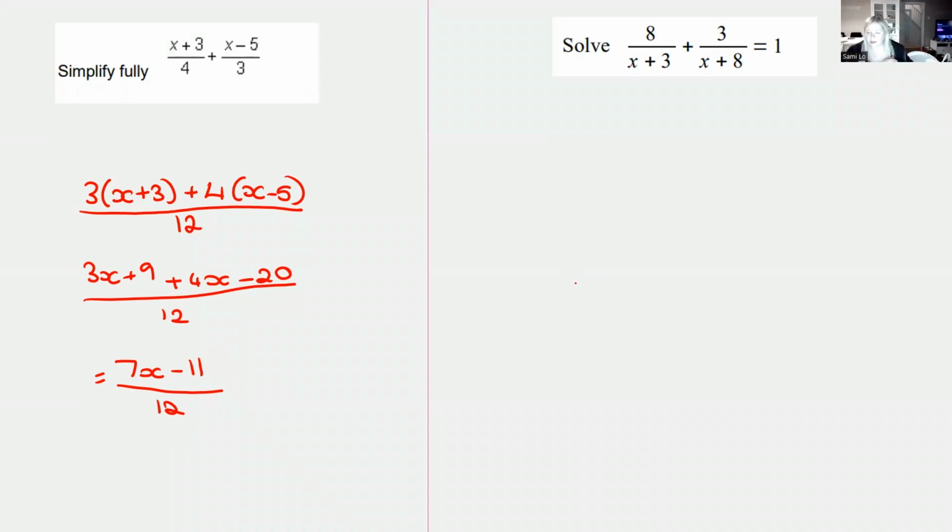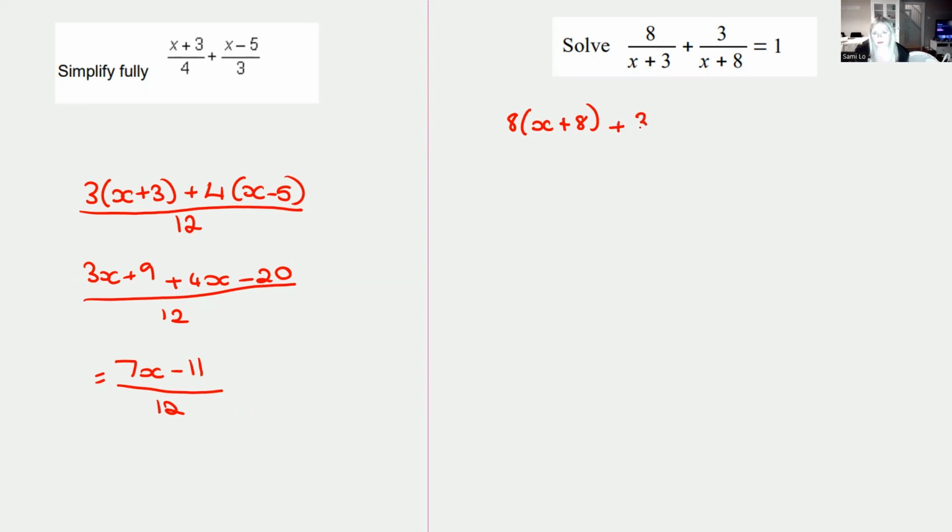Now with this next part, we're going to do actually the same thing. I know people freak out when they see the equals 1. There is nothing different about this question. Just at the end, we're going to have to do an extra step or 2. So again, cross multiplying. So I've got 8 brackets, x plus 8.